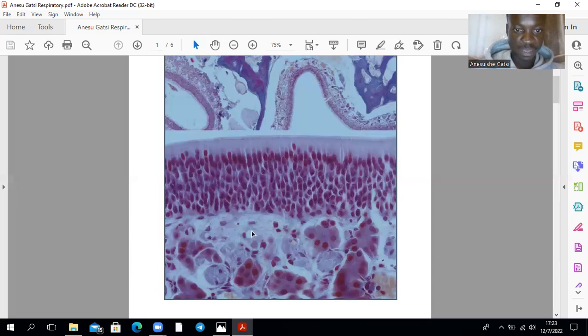Then from here, that's a vein. That's a capillary. Remember, capillaries are one cell thick. They only have an endothelium supported by pericytes. So that's a capillary there. Right.